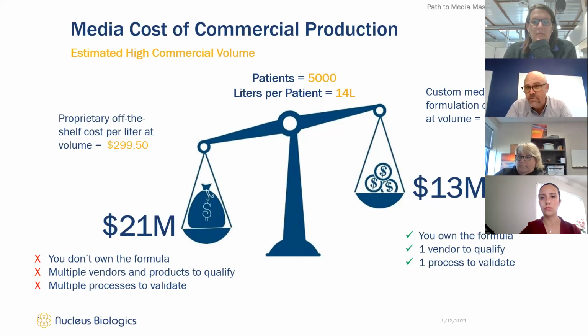Not to mention the fact that with custom media, you own your formulation. You only have one vendor to qualify, and you only have one process to validate, versus with proprietary off the shelf, you don't own that formulation. You don't know what's going in it. You don't control the supply. You have multiple vendors, products, and processes to validate and qualify.